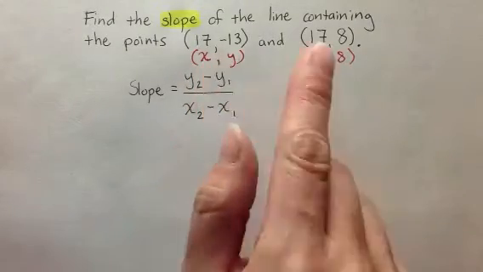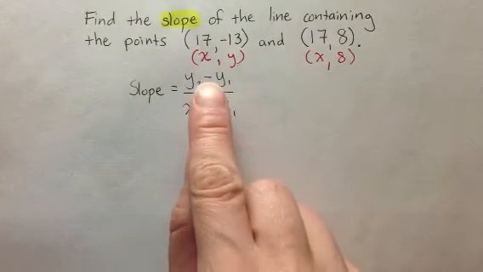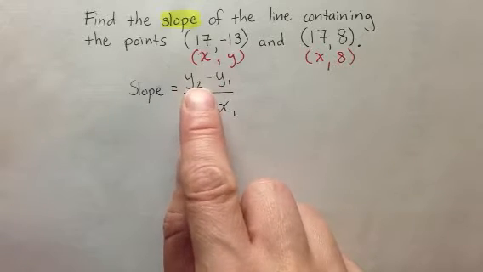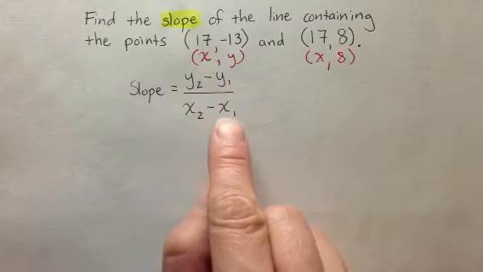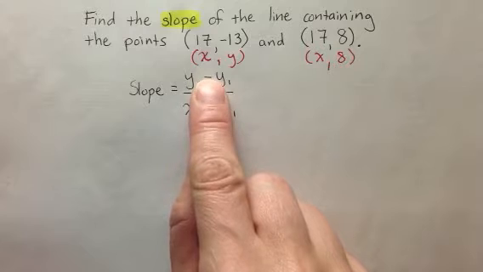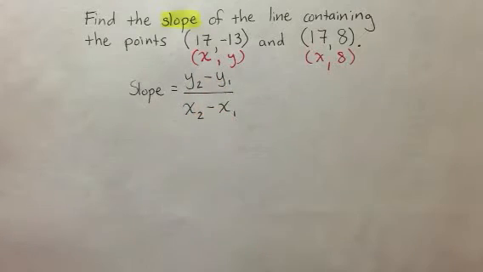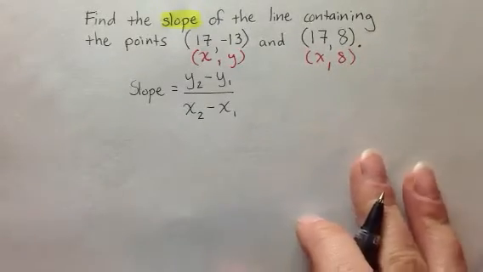So I always go left to right when I do these. But the important part is that you're being consistent. You do the same order in the numerator as you do in the denominator, and that you are subtracting. The subtraction part is kind of the tricky part when your second number is negative. We actually don't have that situation here.